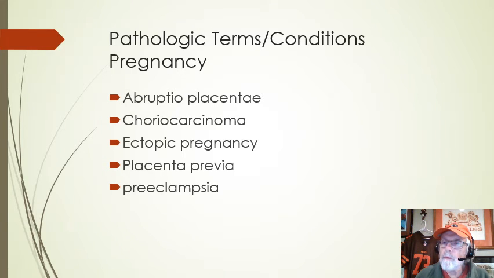So also preeclampsia, when it gets to what's called eclampsia, because pre means before, eclampsia, they used to call this a toxemia of pregnancy. So if you talk to a grandparent or a parent, they may say, oh yeah, it's called toxemia of pregnancy.